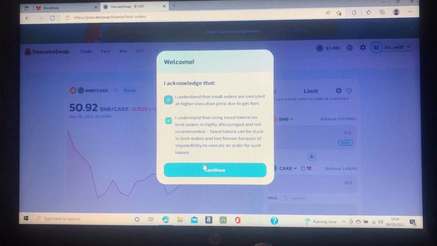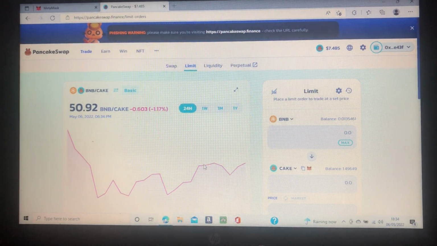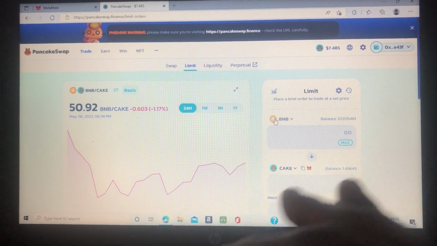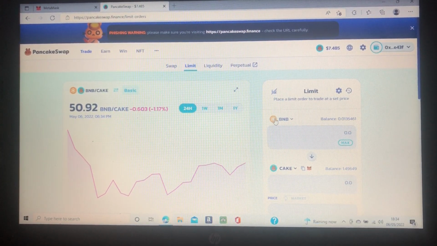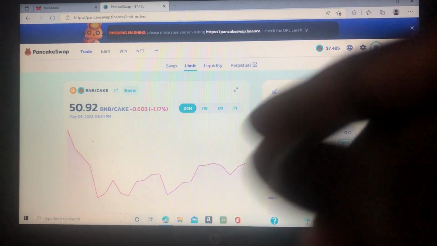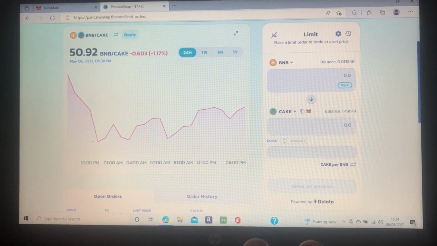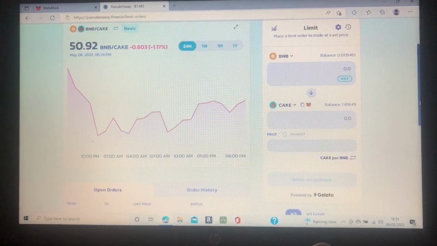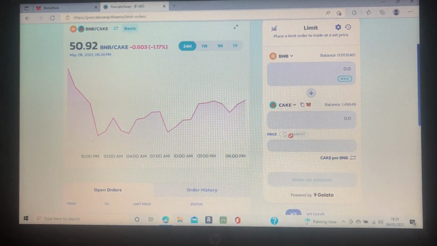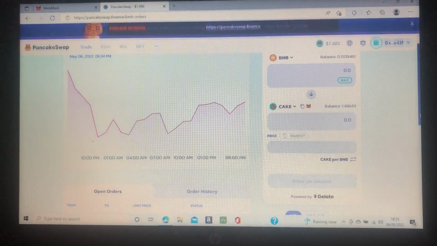Limit is just like futures, so to say. But this one, you set the price in which you want to buy your token. So let's say, for instance, we're on limit, yeah. You see, for normal swap, it was different. Just understand, look at limit, it's showing you price, market, and whatever.